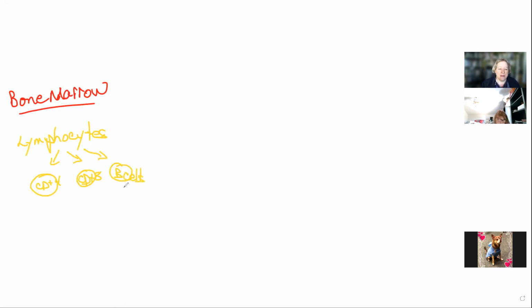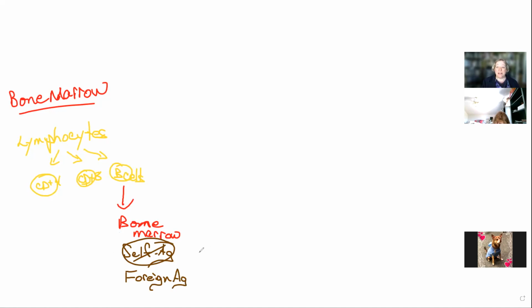Okay. B cells stay in the bone marrow. Okay. Where all B cells that would potentially recognize self-antigens, okay, are eliminated. Okay, only those that recognize foreign antigens, in other words, those antigens that come from outside of the body, okay, that are not a part of the cells that are supposed to be there, okay, those get to go on. Okay.